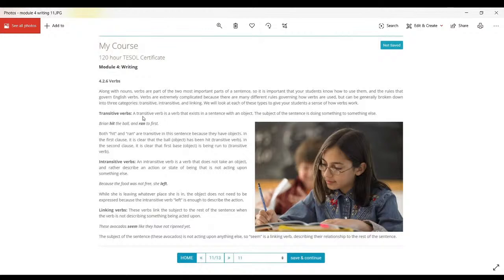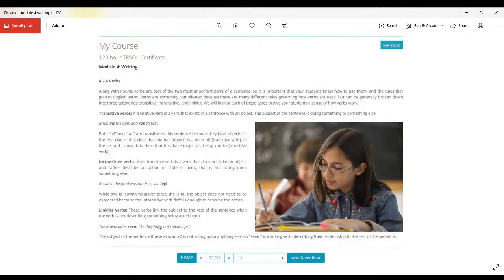Okay, it means it is a verb that exists in a sentence with an object. The subject of the sentence is doing something to something else. Next is intransitive verbs. Here's the example: Because the food was not free, she left. While she is leaving whatever place she is in, the object doesn't need to be expressed because the intransitive verb left is enough to describe the action.